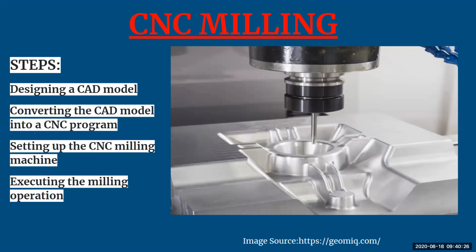Next is M code. M code is the machine code which is unique to each CNC machine. This helps you to know the machine movements, that it can move in different axes or different directions, which is there in your M code.